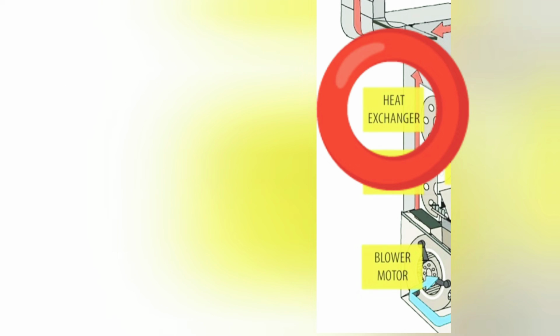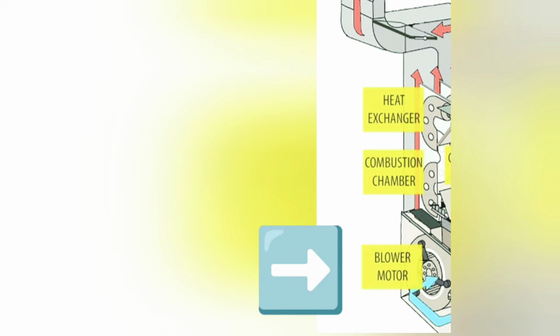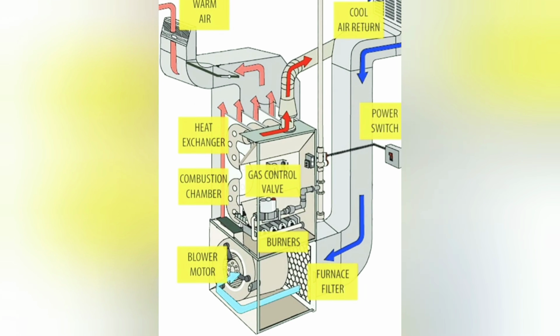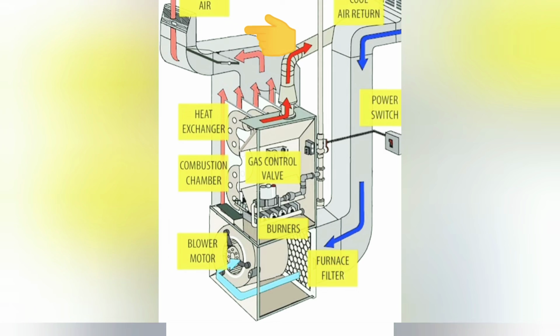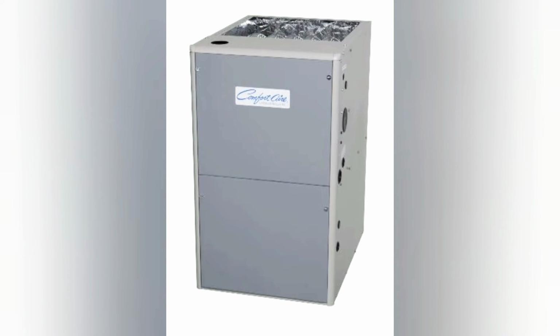Once the heat exchanger reaches a certain temperature, it sends a signal down to tell the blower motor to kick on. The blower motor takes the cold air, pushes it across the heat exchanger to turn it to warm air to heat the space. And that's the basic operation of a forced-air furnace.